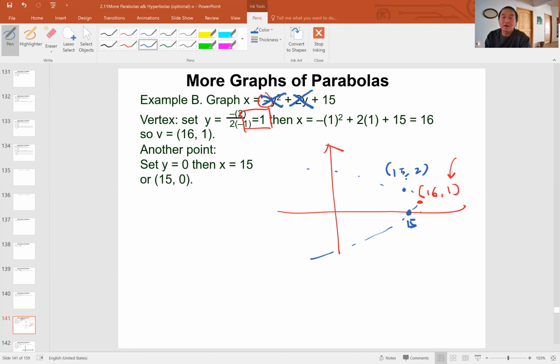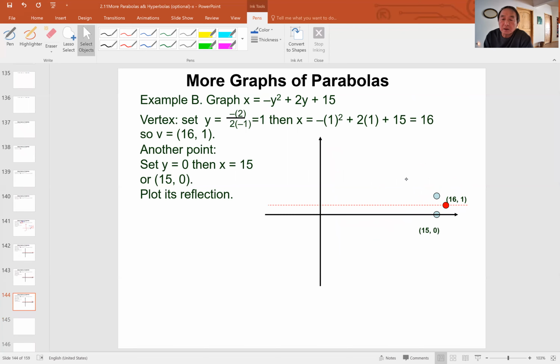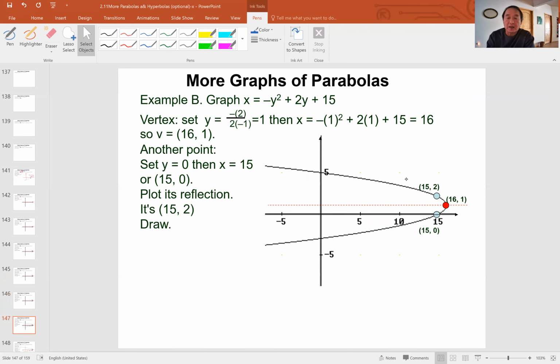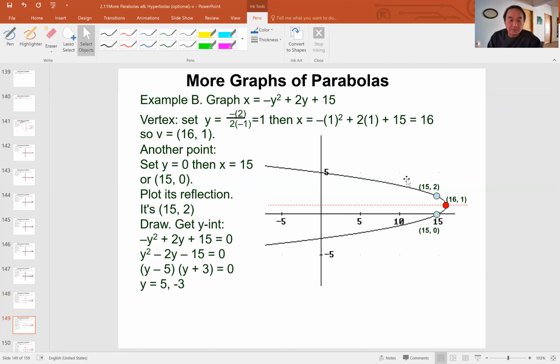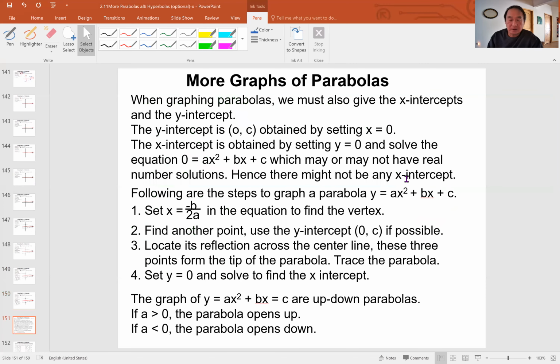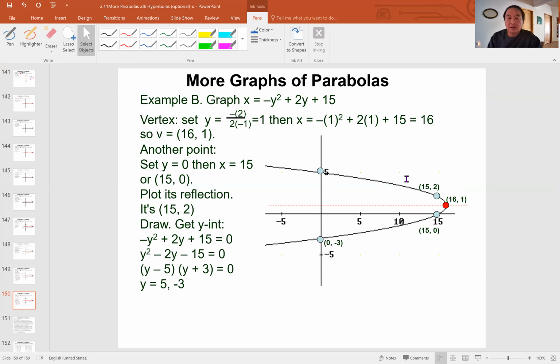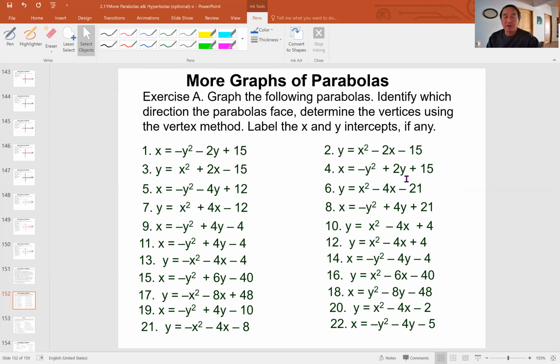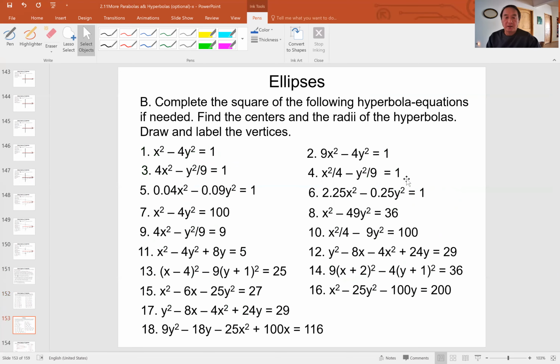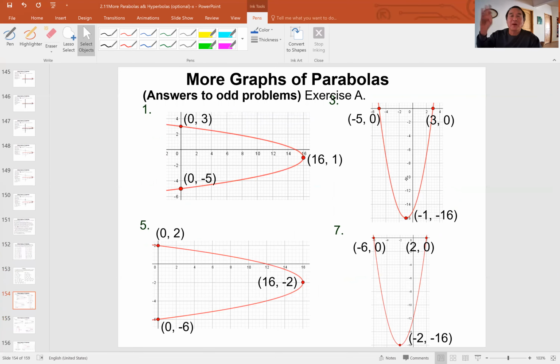So once I get those 3 points, I have the tip of the parabola and I can trace a parabola. And then I can solve for the y-intercept, and this is the completed graph of the sideways parabola. Okay, and that's it. And do the homework. Yeah. Bye bye.